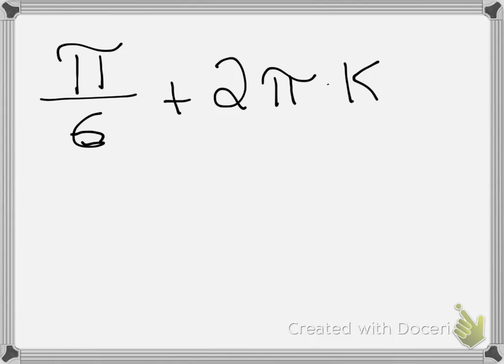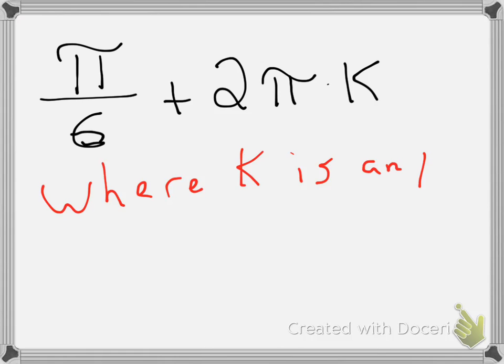And so the way I write this is I write pi over 6 plus 2 pi k, and then I just make a little note here that k can be any integer. K can be any integer. And so k could be 0. If k was 0, I would just get my pi over 6 back.